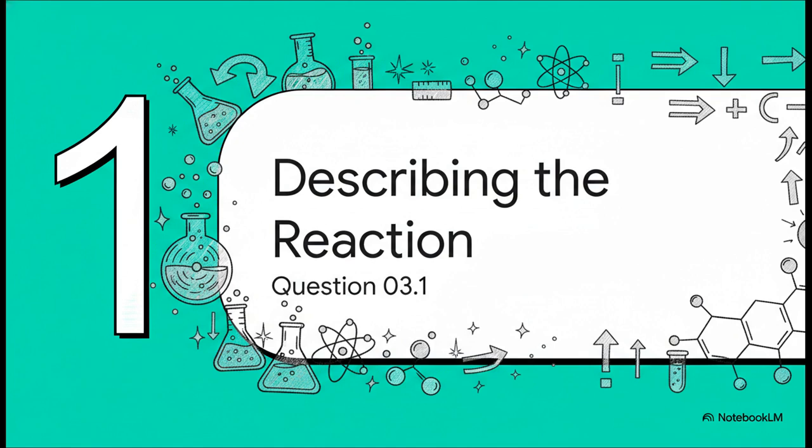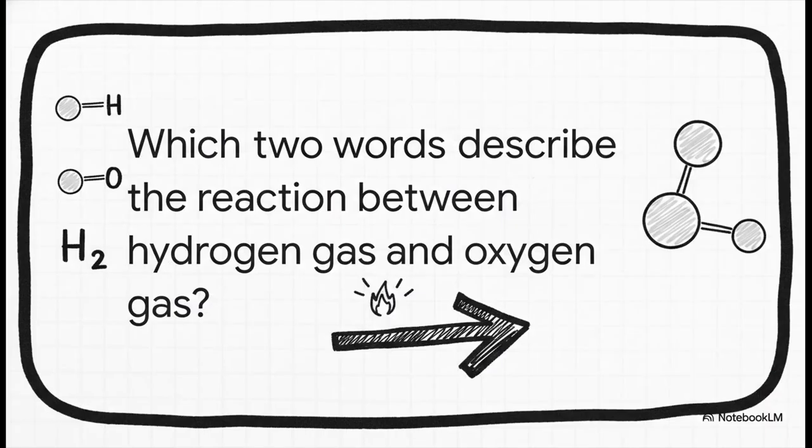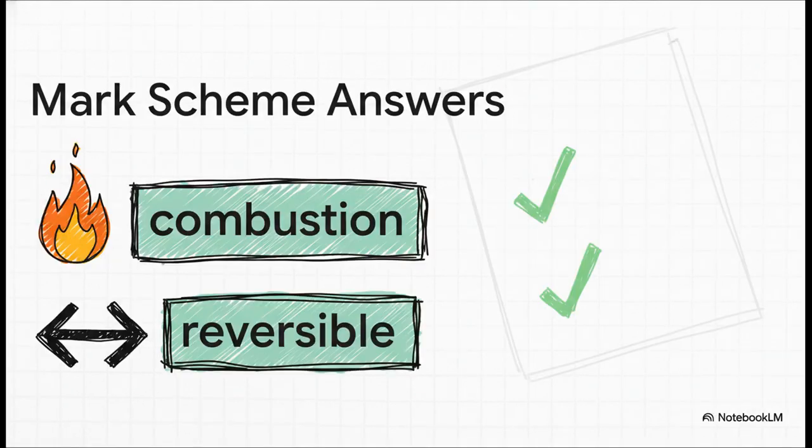This is a classic 2-mark question, and it's really just designed to check your understanding of a pretty fundamental reaction. So, the question is simple. Give us 2 words that describe what happens when hydrogen and oxygen react. This is a straightforward test of your knowledge on different types of reactions. And here are the 2 magic words from the mark scheme.